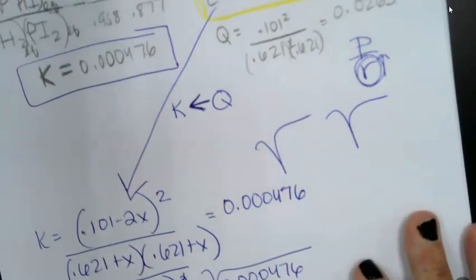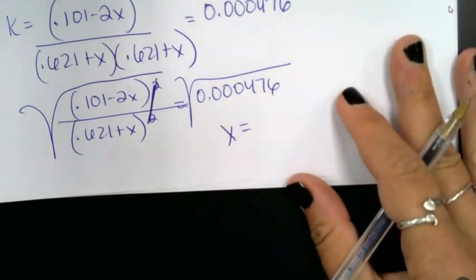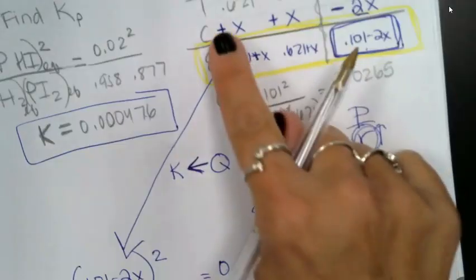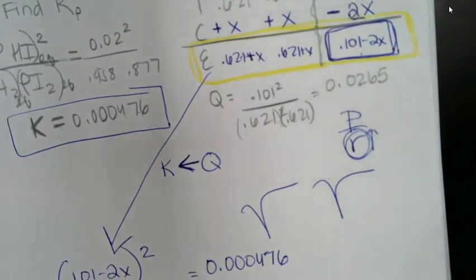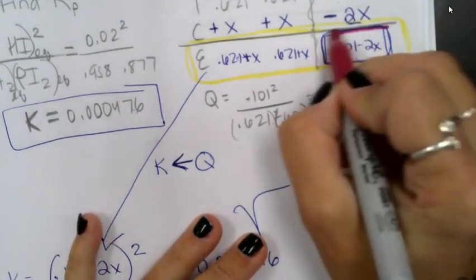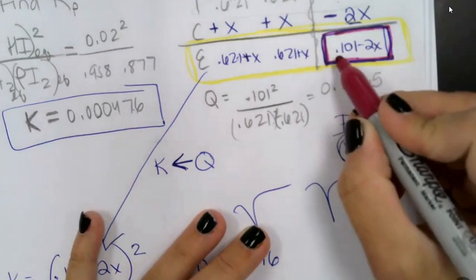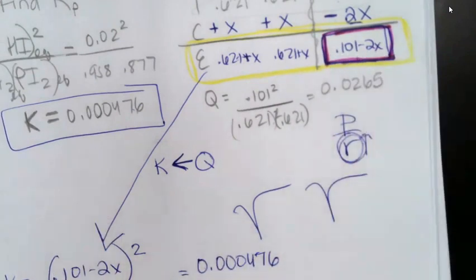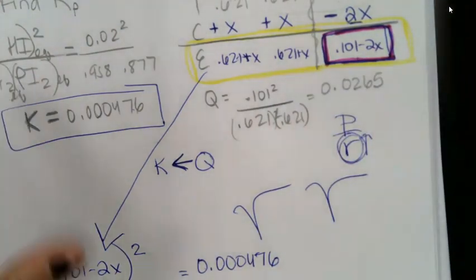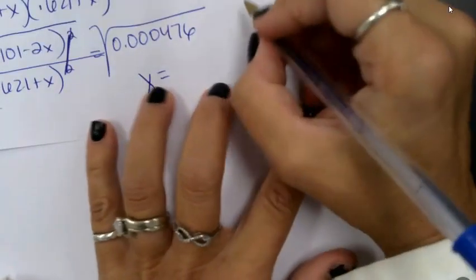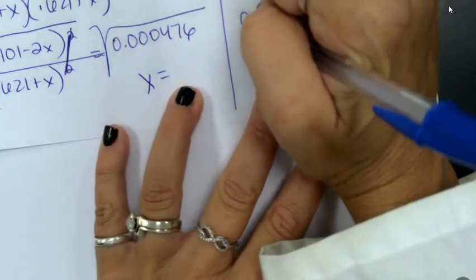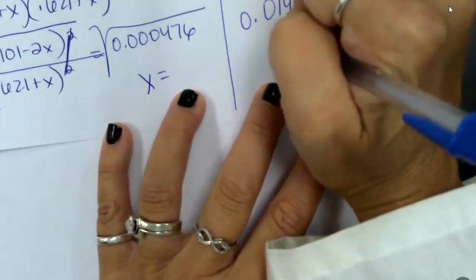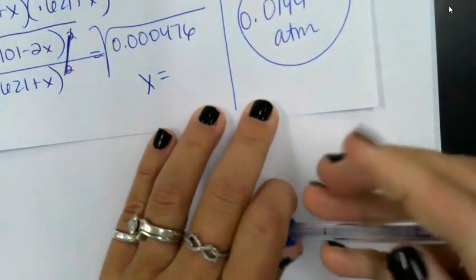Is X the answer? X marks the spot? No, X is just the value in here to show you the change. The actual answer that this particular problem is asking me for is this box right here. So I have to take 0.101 minus 2 times X. And that answer is 0.0144 ATM. It's pressure, so you gotta put ATM after it.